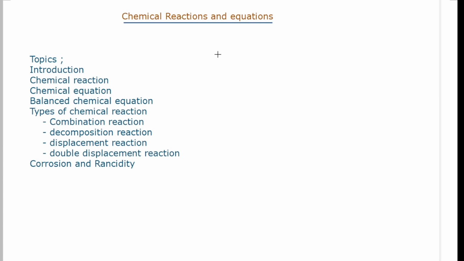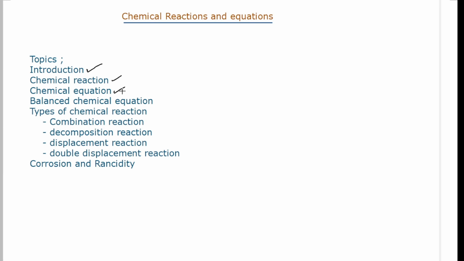What are the topics that we are going to discuss here? We are going to understand some of the basic concepts before going to start this chapter, that is the introductory part, where we are going to understand about the physical and chemical change that you have studied in your previous class. Then we will understand the meaning of chemical reaction and how do we represent this chemical reaction in the form of a chemical equation using symbols and formulae.